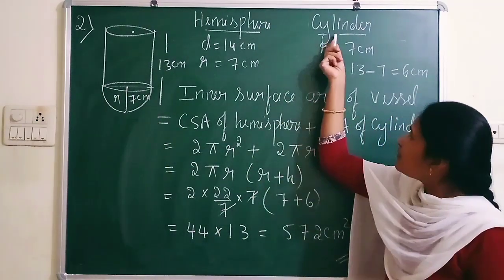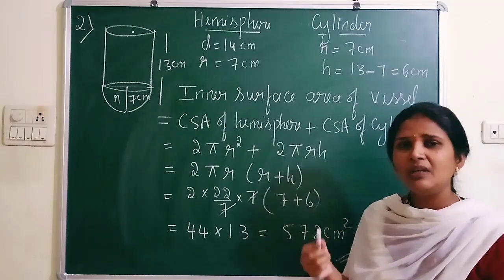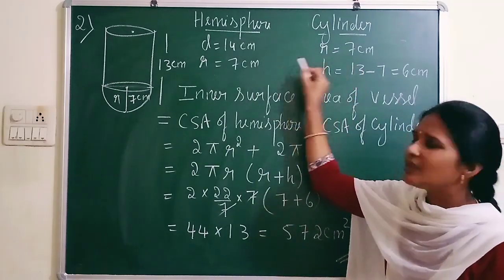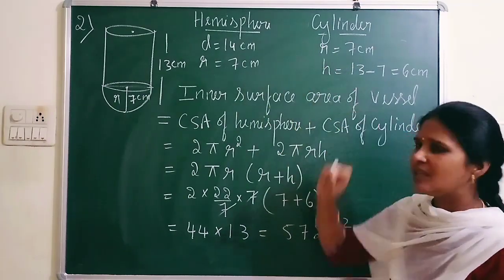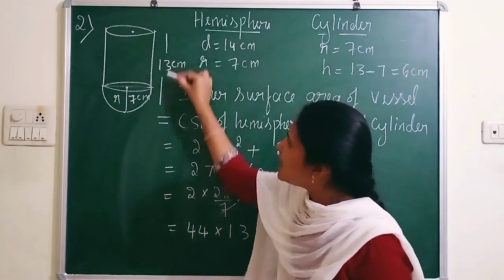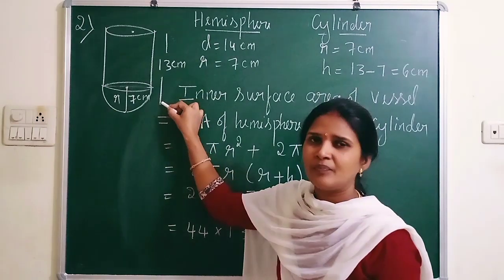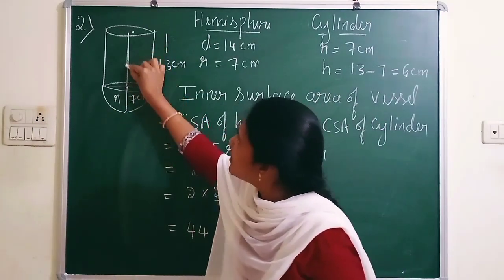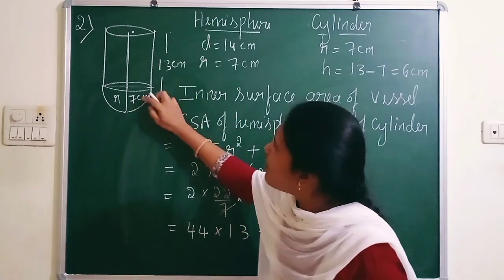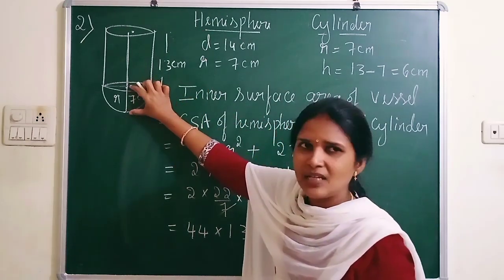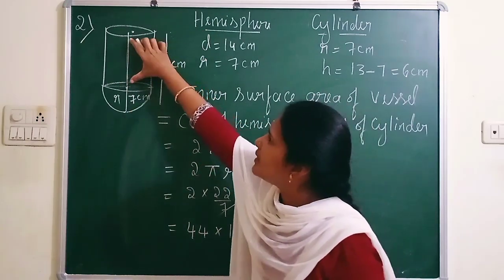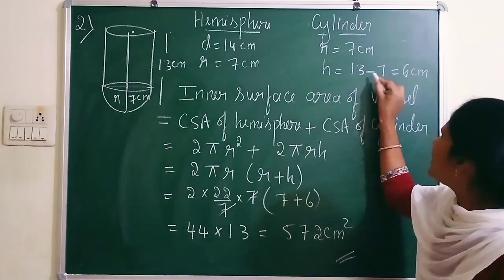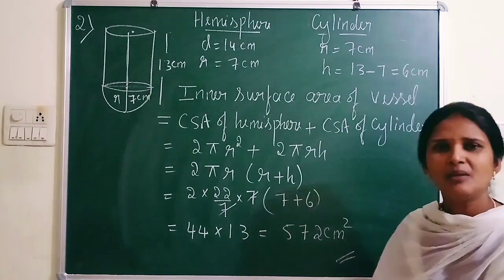Now coming to cylinder, what do we need? We need radius and we need height. So radius is as usual, both radii are the same, 7 centimeter. And he has given the total height of the vessel, that is 13. Now I want to find the height of the cylinder. So the total height minus the radius of hemisphere gives the height of the cylinder. So height equals 13 minus 7, that is 6 centimeter.